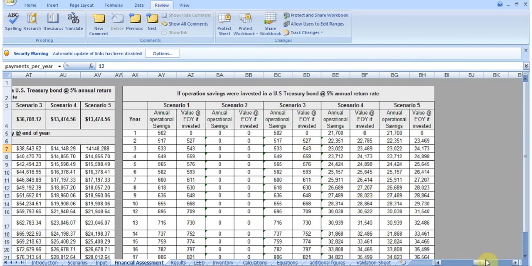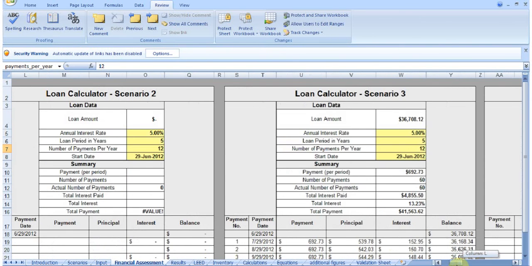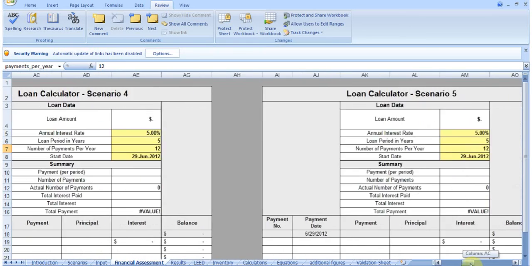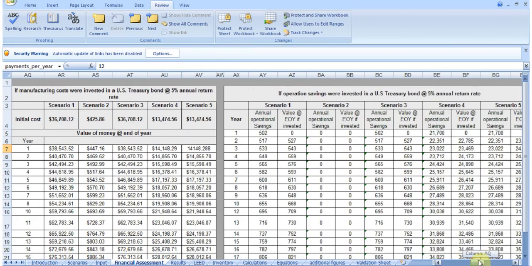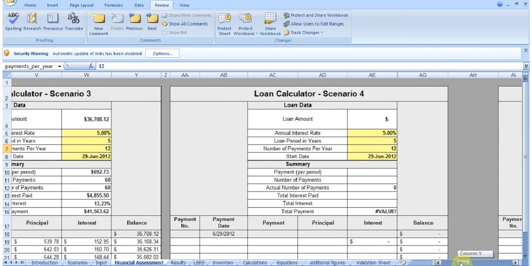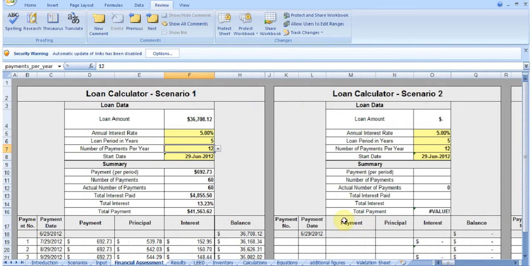Again, within the financial assessment sheet, you have loan calculators, and then scrolling to the right, you have investment opportunities. This is the financial assessment worksheet of EEAST.